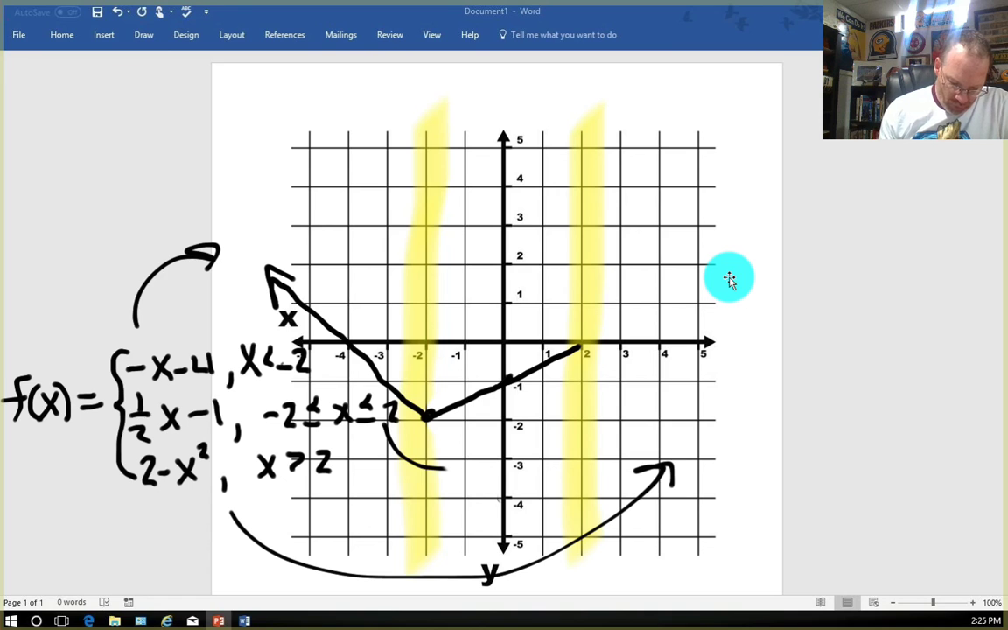And lastly, I have 2 minus x squared. So there's 2. And it would look like this. Oops. Except I do not need that part. So I've got to be a little more careful right at that joint there. It includes there. It does not include that one. So that is what my graph looks like. And that's how you do a piecewise function.